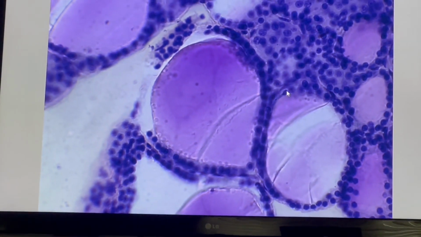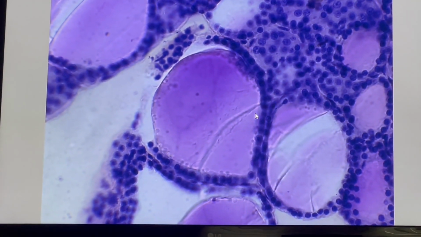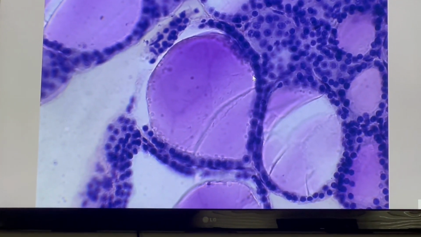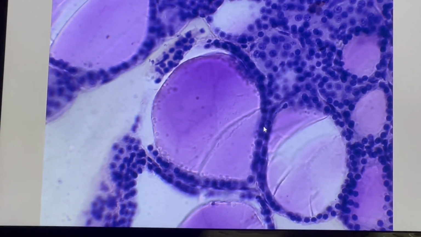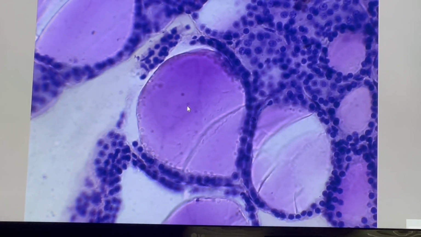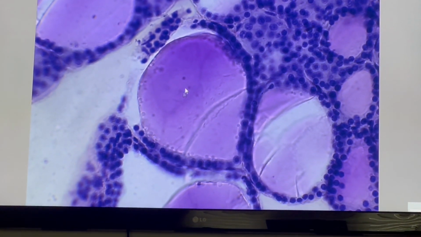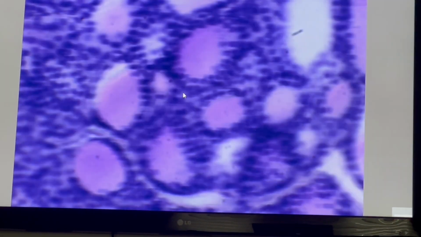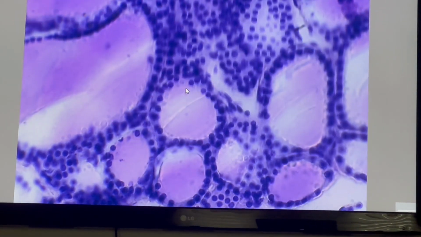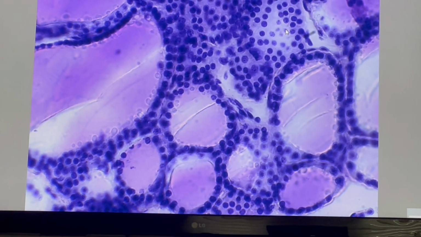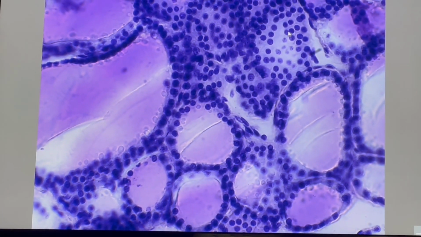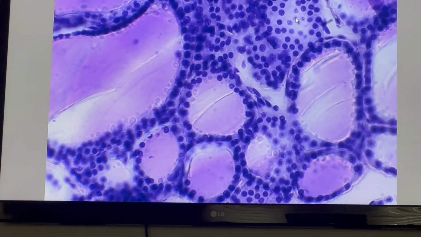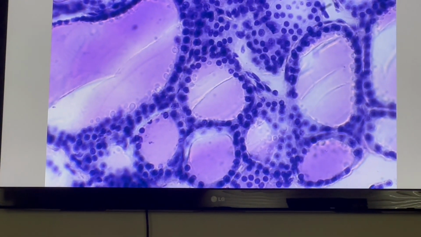At higher magnification, we can see the thyroid follicle. The lining epithelium is simple cuboidal epithelium. These cells are called follicular cells. In the center, we can see an acidophilic colloid. Between follicles, we can see another type of cell called C cells. These cells are responsible for the secretion of calcitonin.